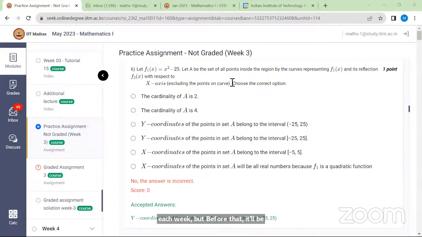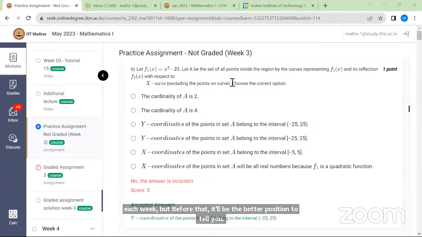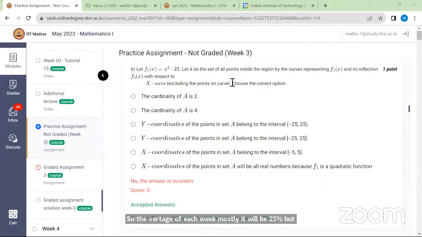So the weightage of each week: mostly it will be 25%, but 1 or 2% here and there will be fine. Mostly it will be like 25% each week.